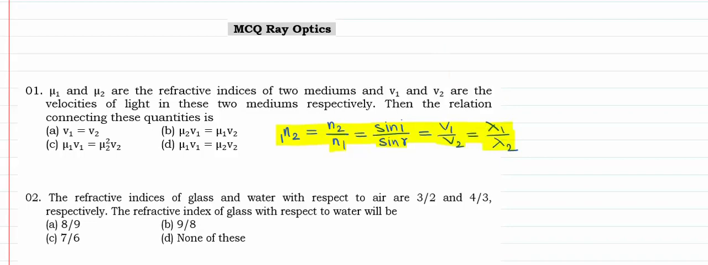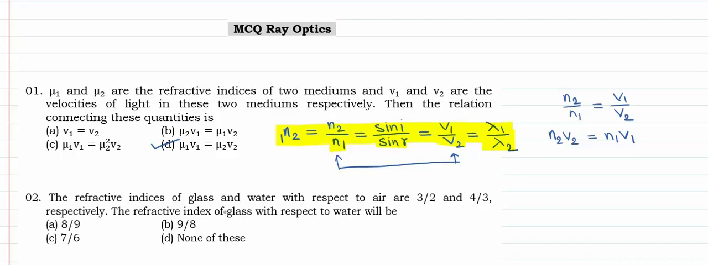Now, the relation asked is between n1, n2 and velocity; here they have taken it as mu1 and mu2. So if you cross multiply, n2 by n1 is equal to v1 by v2. Cross multiply, you will have n2 v2 is equal to n1 v1. That means here, mu1 v1 is equal to mu2 v2. So option D is the answer.